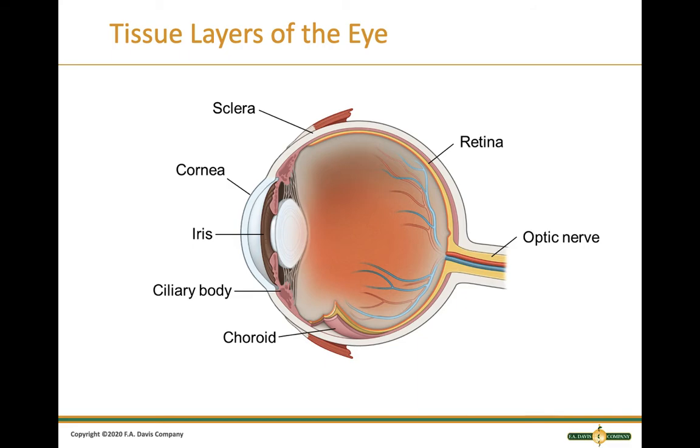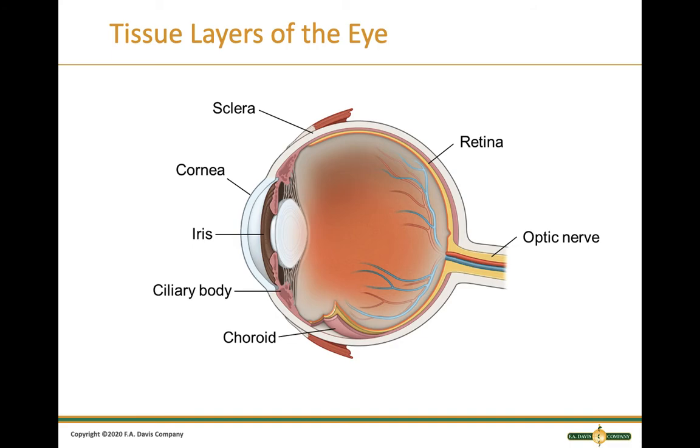The iris is the colored part of your eye. It adjusts the diameter of the pupil, so it controls how much light is going in. Then the ciliary body we can see down here, it secretes the aqueous humor, which is the fluid that is found in the front part of your eye.